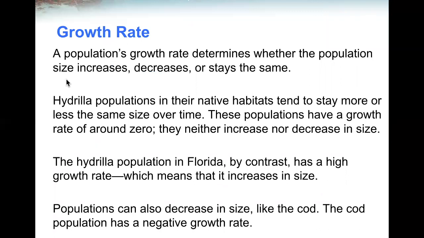A population's growth rate determines whether the population size increases, decreases, or stays the same. Hydrilla populations in their native habitats tend to stay more or less the same size over time. These populations have a growth rate of around 0. They neither increase nor decrease in size. The hydrilla population in Florida, by contrast, has a high growth rate, which means that it increases in size. Populations can decrease in size like the cod. The cod population has a negative growth rate.